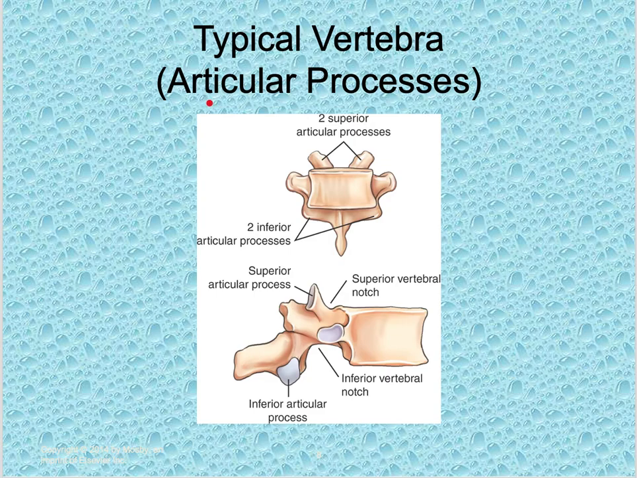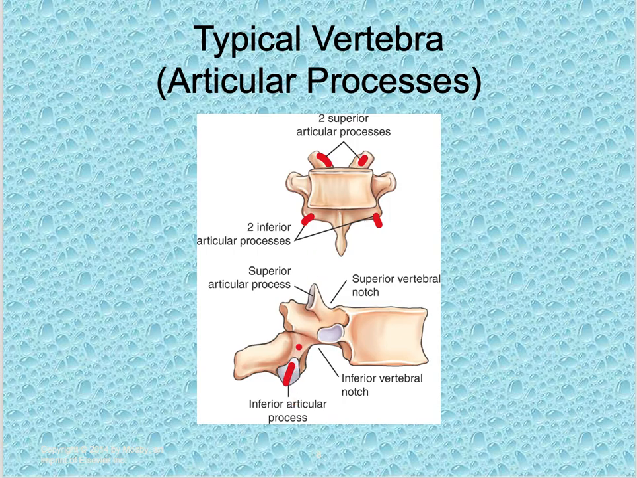So typical vertebrae articular processes, which we already talked about. We have the superior articular processes, 2 of them, and then we have 2 inferior articular processes right here. They will have facets on them, therefore creating a joint space depending on what's going to attach to it. The superior articular process is going to attach to the inferior articular process of the vertebral body above it. The inferior articular process will attach to the superior articular process of the one below it.